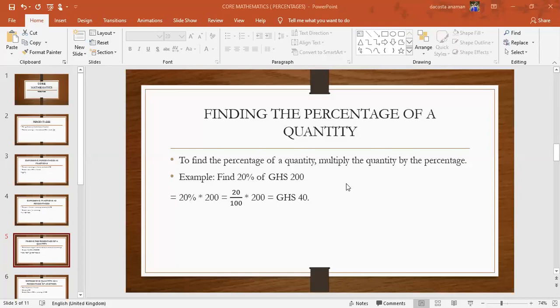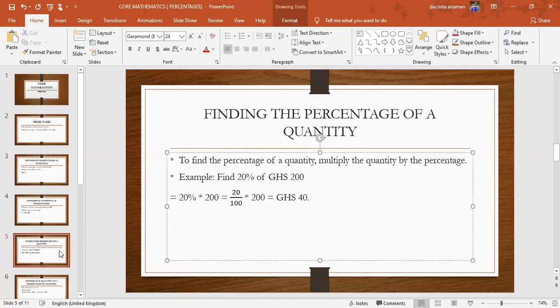But if you are finding the percentage of a quantity, your final answer will be in the quantity. That is the amount that has been given. So the amount was in Ghana cedis, therefore it will be 100 Ghana cedis and not 100%. I hope you take note of that as we move forward, okay?